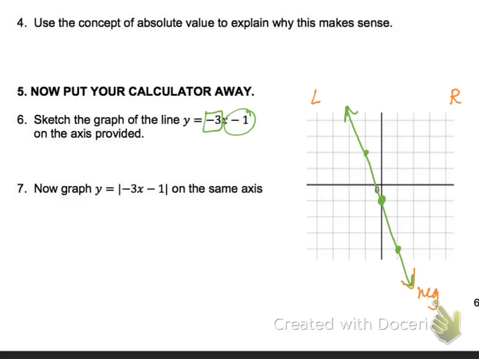Now if I were to graph the absolute value of negative 3x minus 1, everything that is negative, so all this part right here that is below the 0 or below the x-axis, is going to be flipped upward. Okay, so I'm going to use a different color. I'm going to take this part and flip it up. So the absolute value is just everything above the x-axis. All of the negative part is now flipped up. It's like a mirror image. So this just got flipped to be above the x-axis.